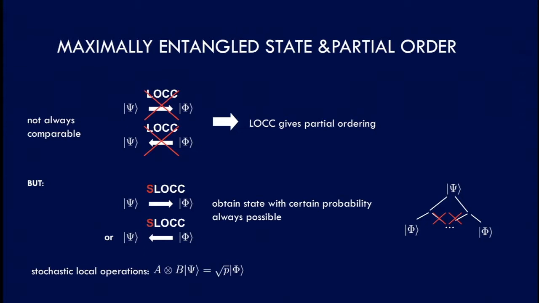And in the bipartite setting, it's very nice because we always have that we can either go in this direction or in that direction with SLOCC. So probabilistically, we can always do that. Mathematically, what it means is that there exist local operators that transform our state psi with some probability to the state phi. So we can always find these operators in one or the other direction.